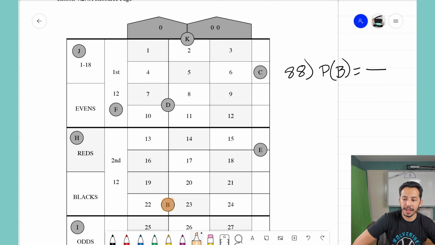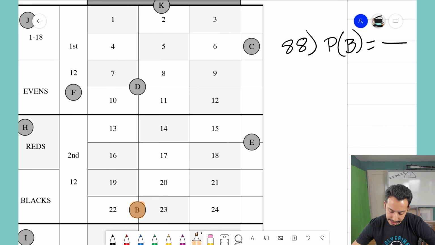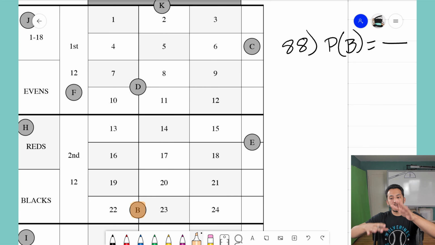If I place that chip there on bet B, we see it's kind of in the middle of 22 and 23. My tablet keeps losing connection there. So for 22 and for 23, what is that probability going to be?